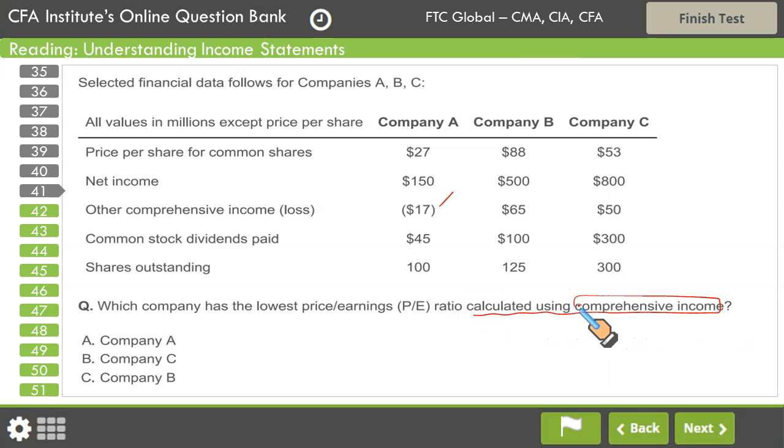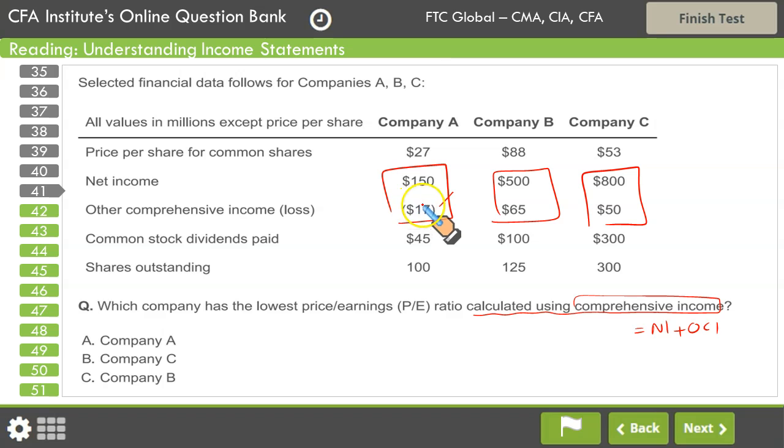Rather than using net income to calculate EPS, we need to calculate price earning ratios using comprehensive income. For that, we need to first calculate comprehensive income. And what is comprehensive income? It's the sum of your net income plus other comprehensive income, which means we just need to combine these. 150 less 17 is 133. 500 plus 65 is 565. That's your total comprehensive income, and this is 850.